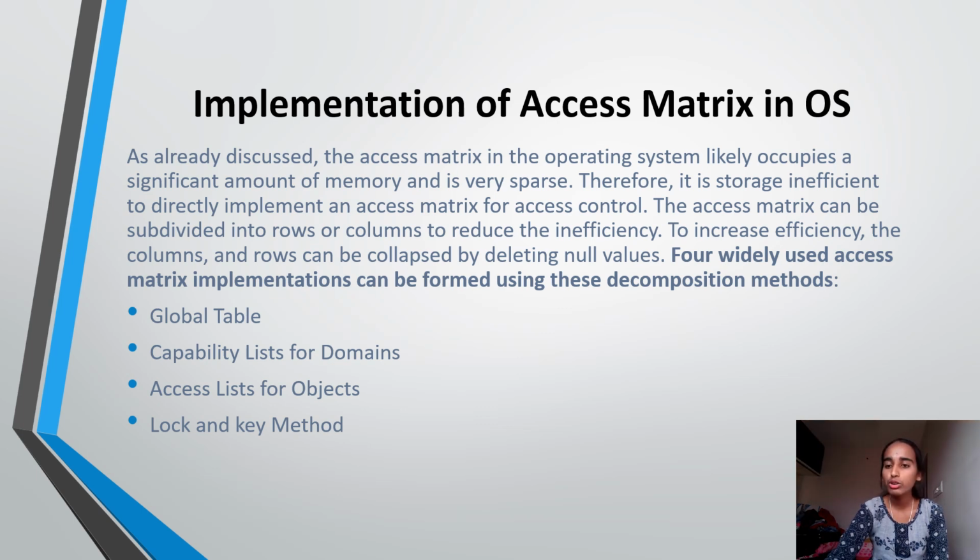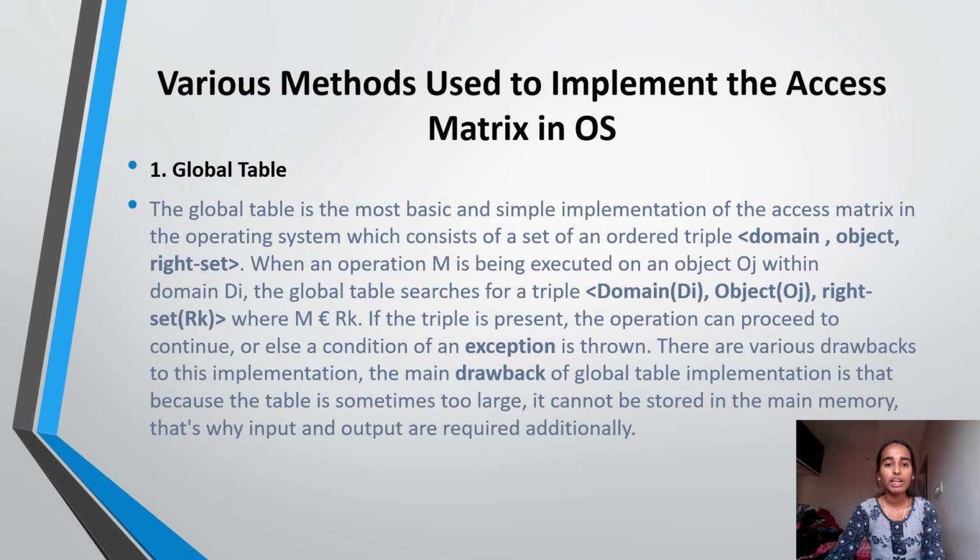For a widely used access matrix, implementation can be performed using these decomposition methods, that is global table, capability list for domains, access list for objects, and lock and key method. Let us learn all four of these, the various methods used to implement the access matrix in OS.